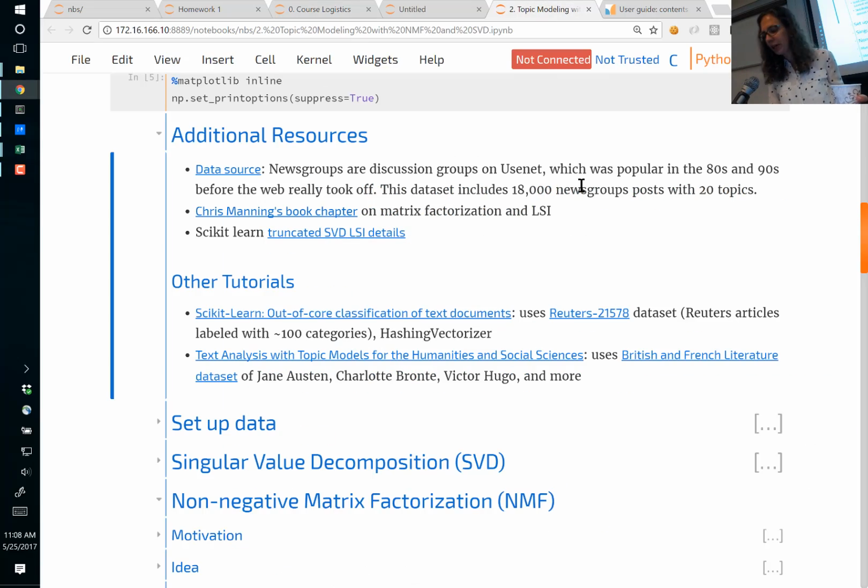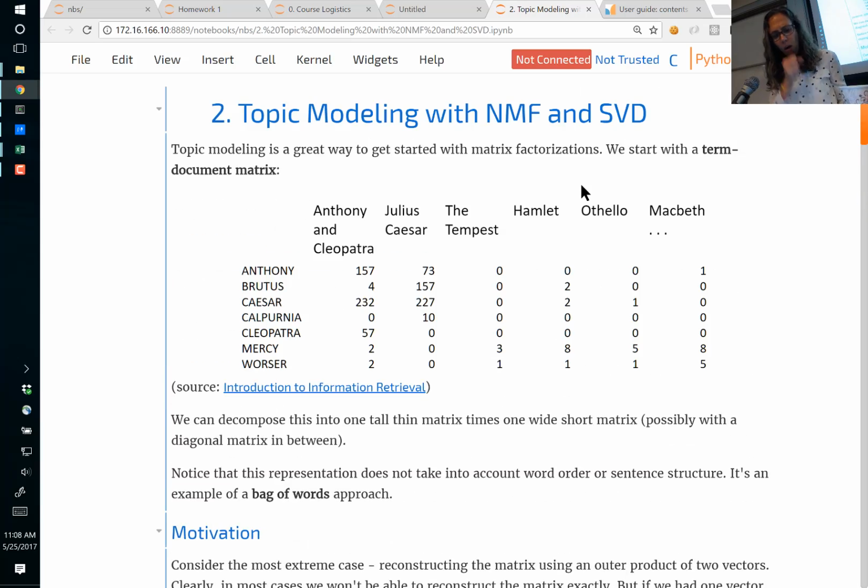We'll be starting with Notebook 2. Sorry, I'm getting over a cold. Topic modeling with NMF and SVD.